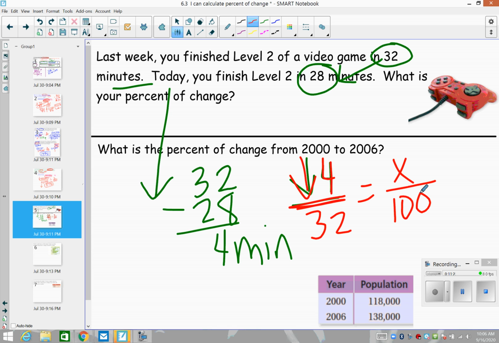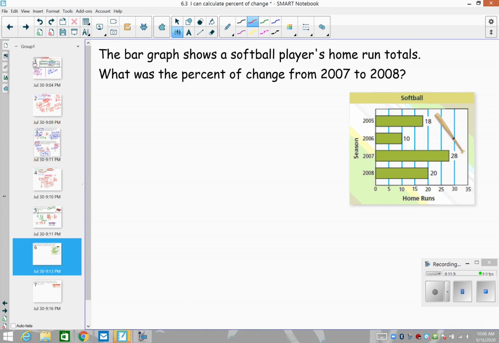So you should be coming up with that you had a 12.5% decrease in your rate. Your rate changed by 12.5%. So you were getting faster by the rate of 12.5%. Yay for you. All right, I think last problem of the day would be here.